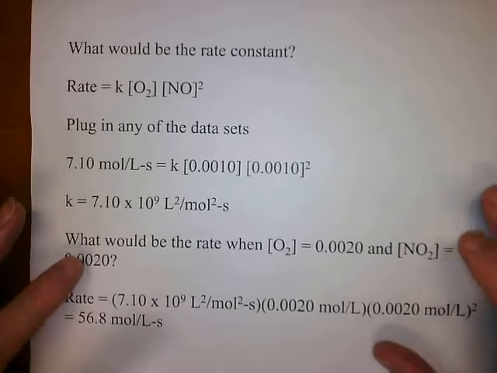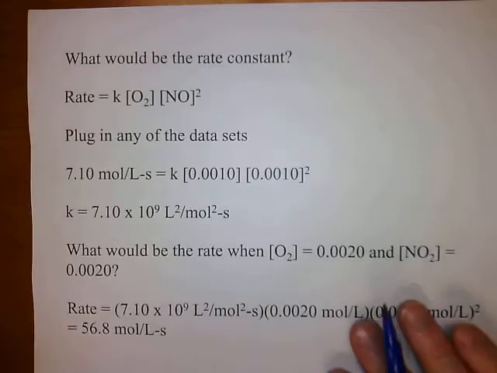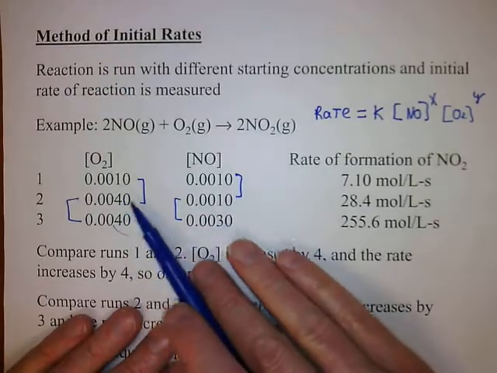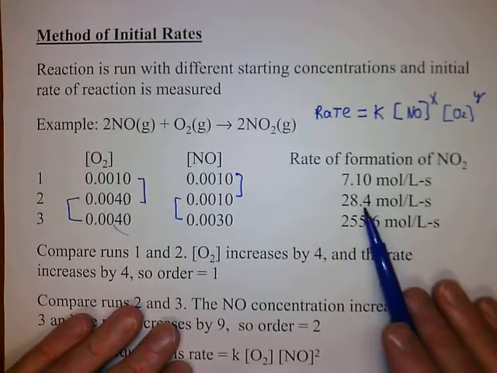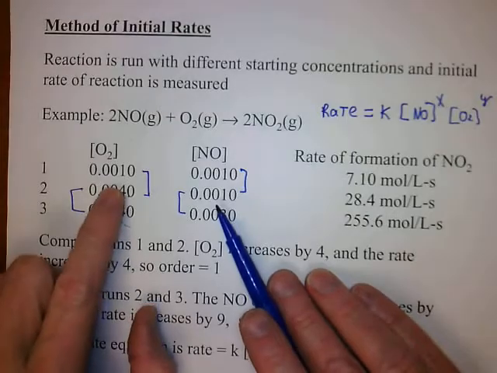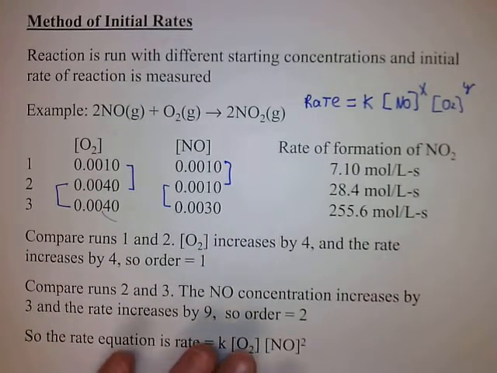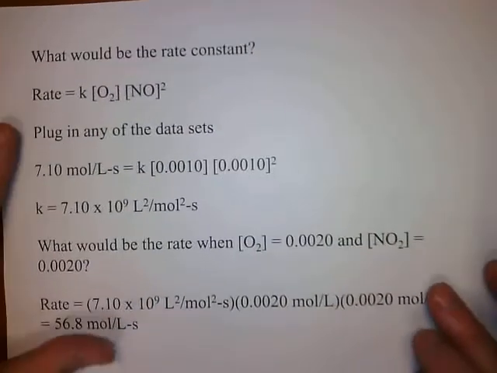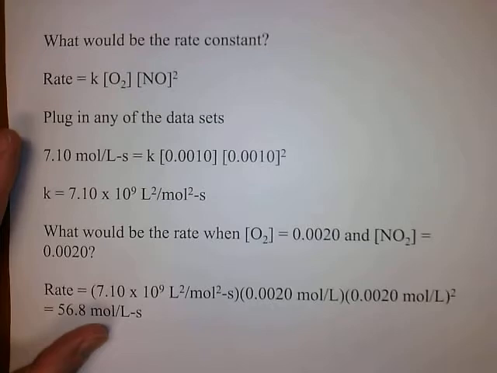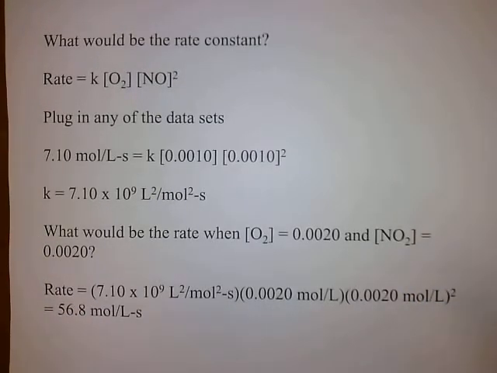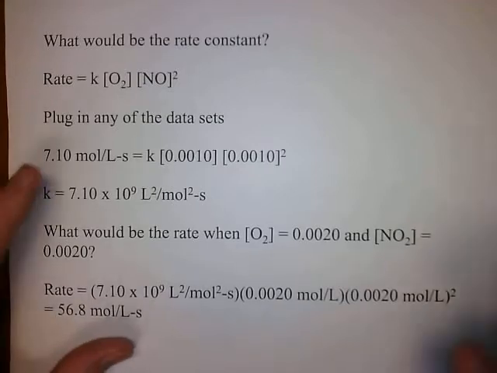All right, so let's carry this. Oh, and by the way, it wouldn't matter which data set you choose. We could have chosen the second data set. We could have plugged this in for a rate and these in for concentrations, and we would have got the same rate constant. Okay. So once you figure out the rate law and the rate constant, then you can figure out what the rate would be at different concentrations.